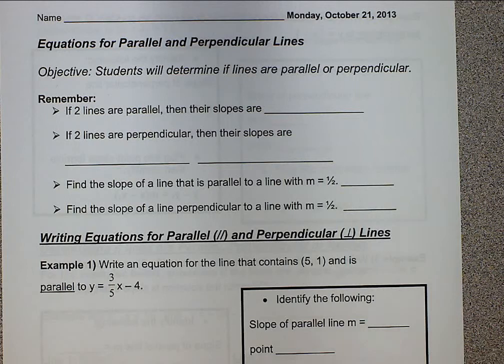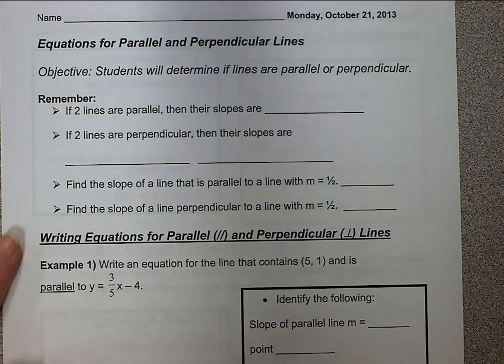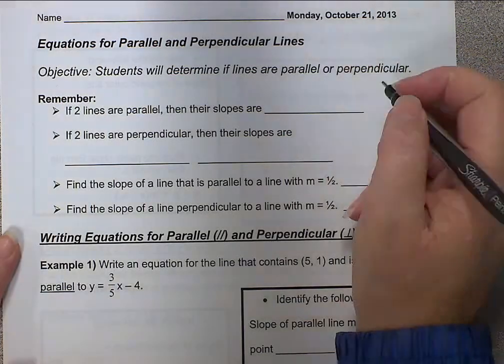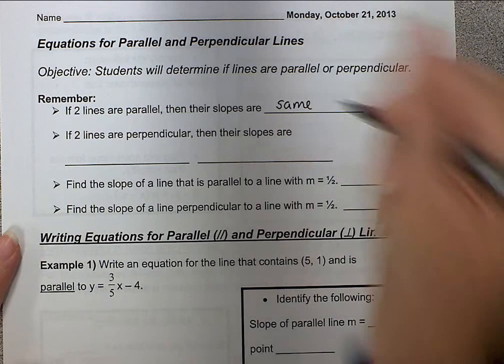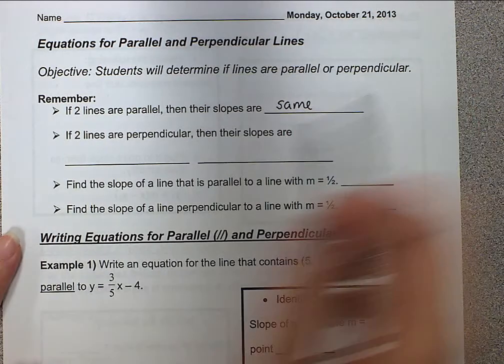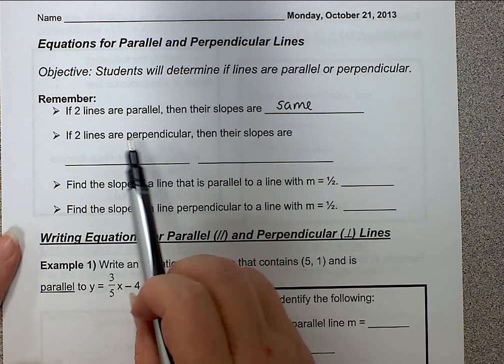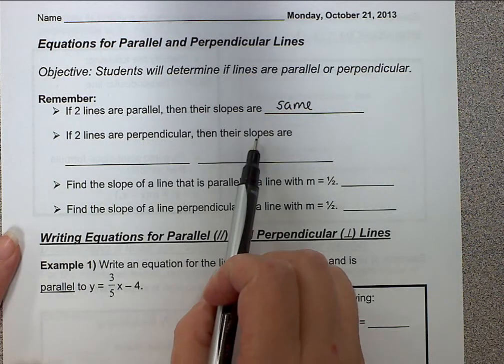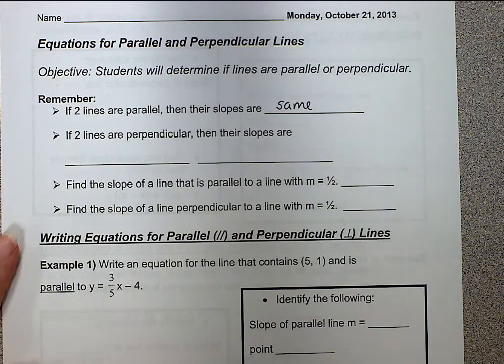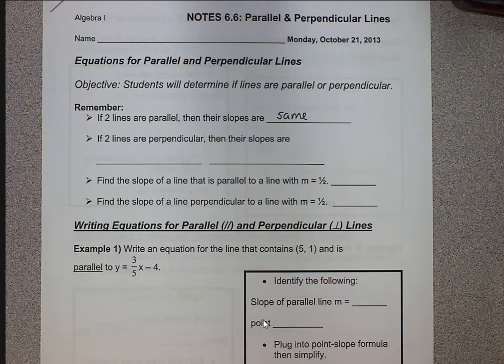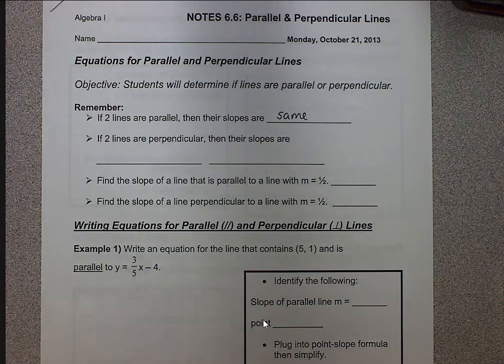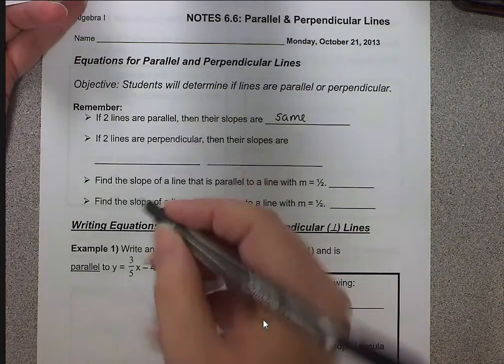Alright, if two lines are parallel, then their slopes are the same. So they got the same slope. If two lines are perpendicular, their slopes are reciprocals and opposite. They're flipped and change the sign. Two lines that are perpendicular, their slopes are opposite and reciprocals.